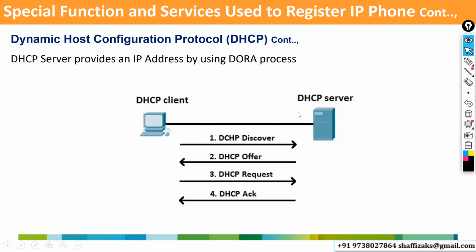Here, DHCP client and DHCP server. First the client sends a discover message, then the server offers, then again the client requests, and finally we get an acknowledgement. After getting the acknowledgement, I can use that IP address, and it will be fixed for the particular lease period. This is how it provides the IP address.